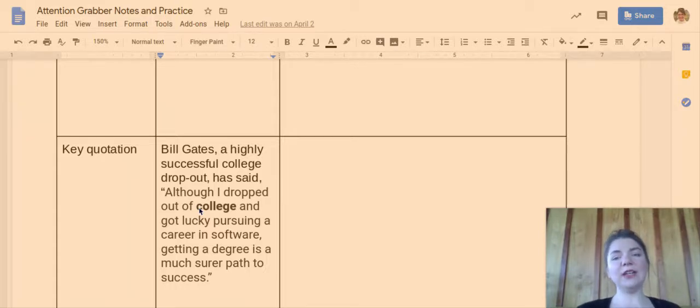Again, finding a really good quality quotation is going to be really important for helping your attention grabber to be good. Okay, so that's what you're practicing with today. You're not stuck with using what you create today, but I do want you to have some practice. But you could also just copy and paste one of the ones that you think is best when you go to start writing your paper.